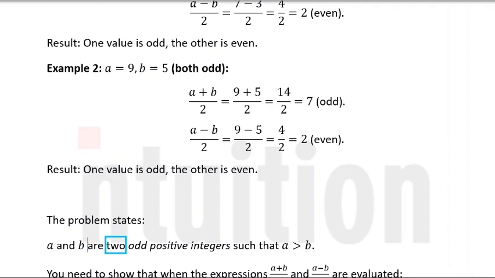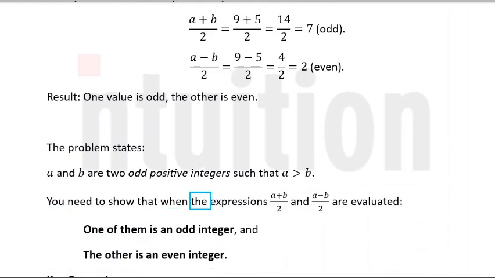a and b are two odd positive integers such that a is greater than b. You need to show that when the expressions numerator a plus b, over 2 and numerator a minus b, over 2 are evaluated, one of them is an odd integer, and the other is an even integer.